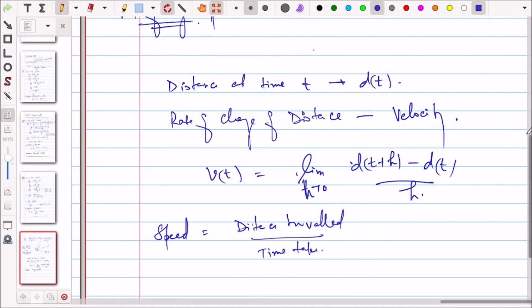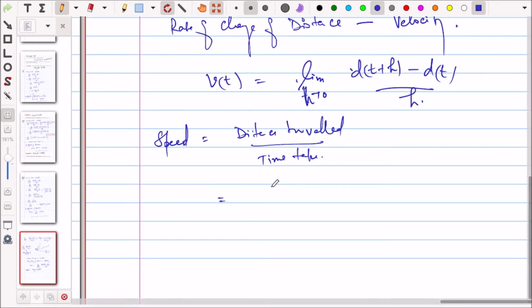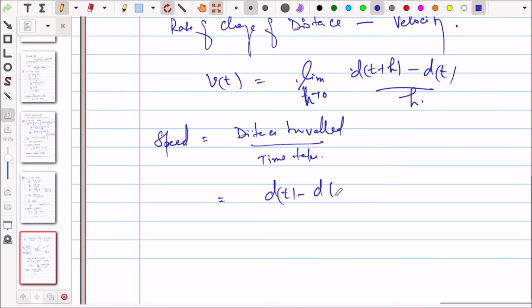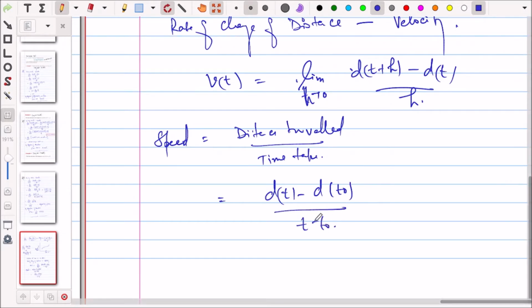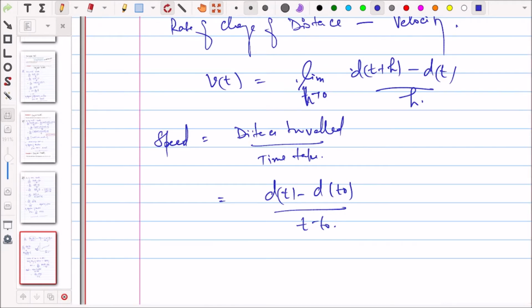ठीक है, सो अगर at time t naught it is this, so it is basically d(t) minus d(t naught) upon t minus t naught, right? This is the time taken, this is the distance traveled. ठीक है, और फिर जब इस पे लिमिट लगा दोगे तो यू विल गेट द रेट ऑफ चेंज. ठीक है, is it fine? So that is called instantaneous velocity of a particle.